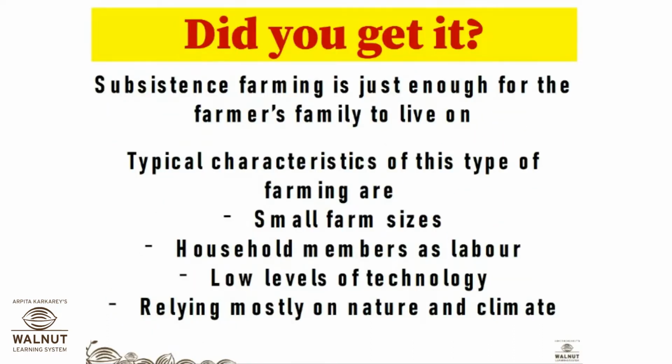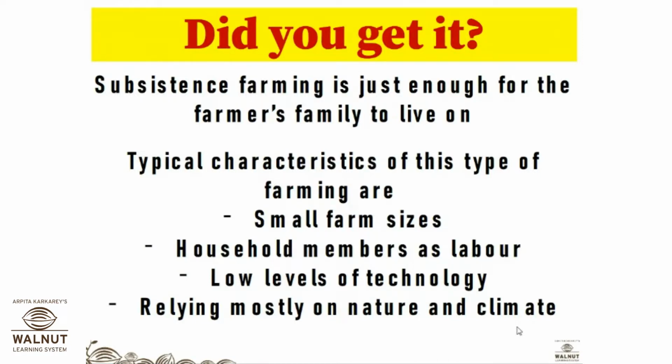Subsistence farming. The first type of farming is subsistence farming. What is it? It is just enough for the farmer's family to live on. Typical characteristics of this type of farming are small farm sizes, household members as labor, low levels of technology, and relying mostly on nature and climate.